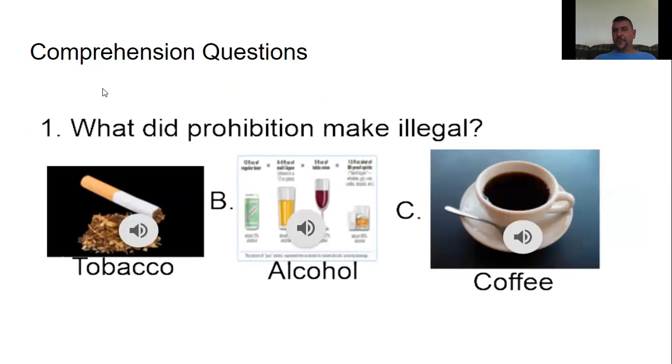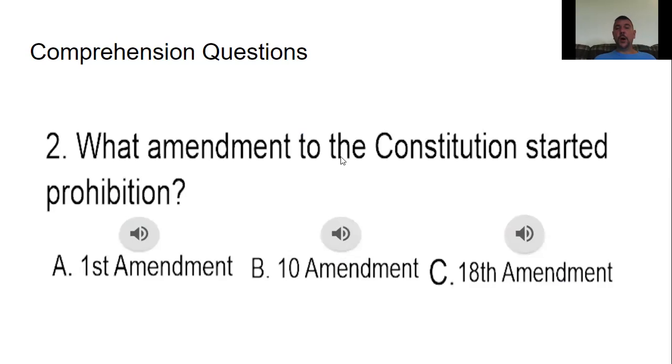All right, comprehension questions. What did Prohibition make illegal? What did it make illegal? A, tobacco, B, alcohol, or C, coffee? It made alcohol illegal to sell and to make. Ding, ding, ding.